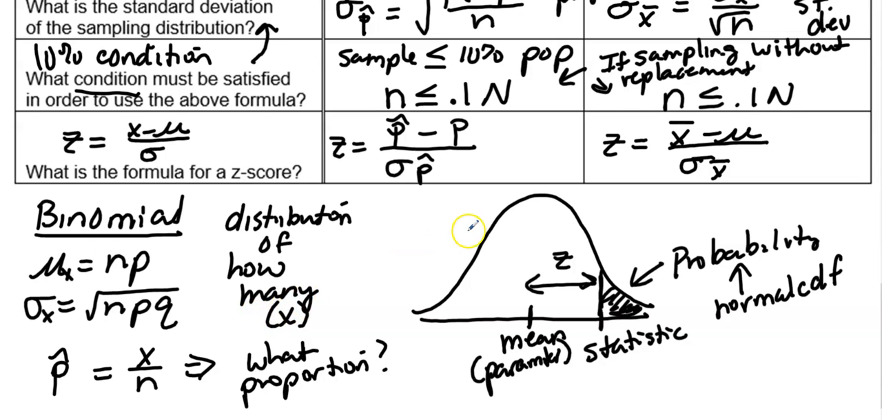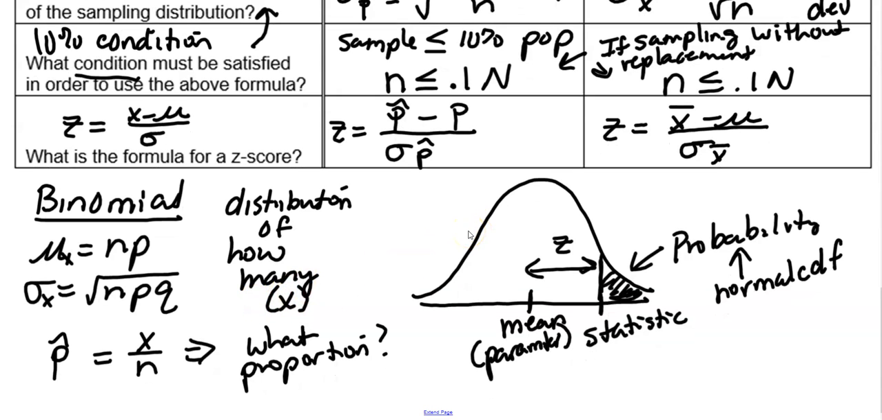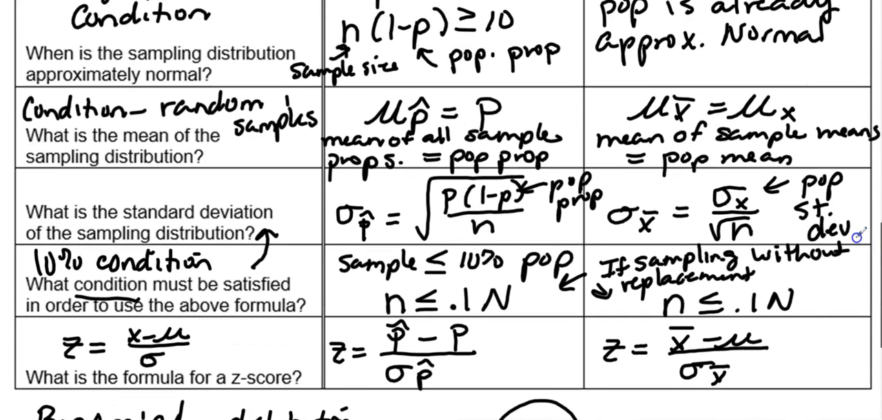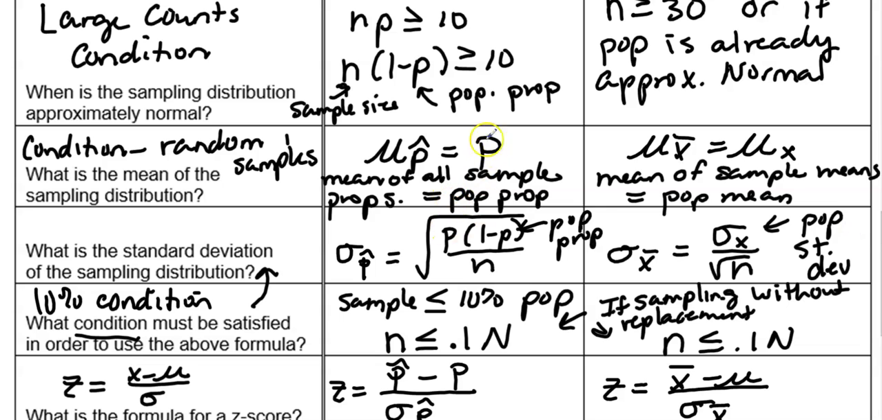Now if I want the distribution of what proportion, then I'm looking at a distribution of p hat, and p hat is x divided by n. So mu of p hat is np divided by n, and sigma of p hat is the square root of npq divided by n, which simplifies to this p for the mean and this standard deviation for p hat.